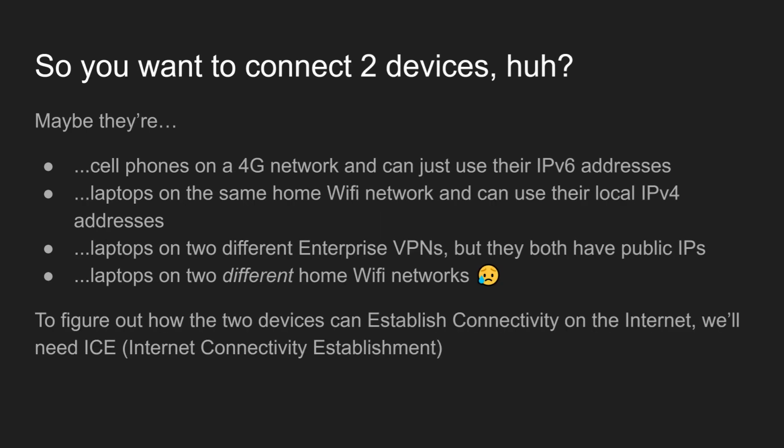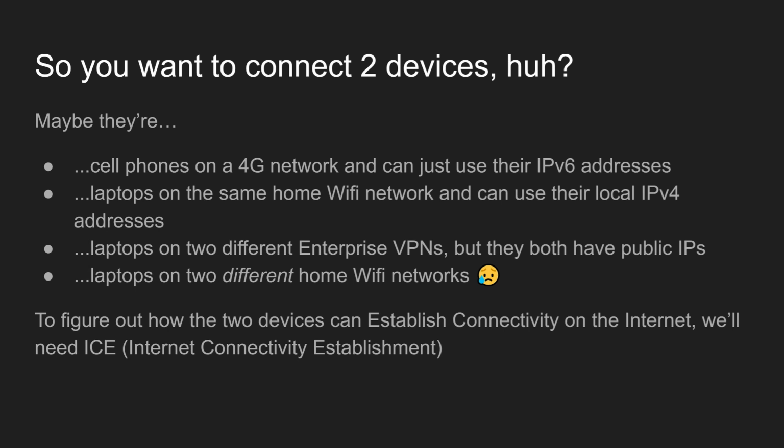So if we've got two devices, how do we connect them? Well, there's a bunch of ways that it could work. Let's say that you've got two cell phones that are on a 4G network. They can just use their IPv6 addresses and connect to each other, just like that. That's all it takes. If you've got two laptops that are on the same home Wi-Fi network, they can use their local IPv4 addresses. Local IPv4 addresses often look like 10.0.0.something or 192.168.0.something. That's an IP address that's only valid within your local network. But if both devices are on the local network, that's fine.